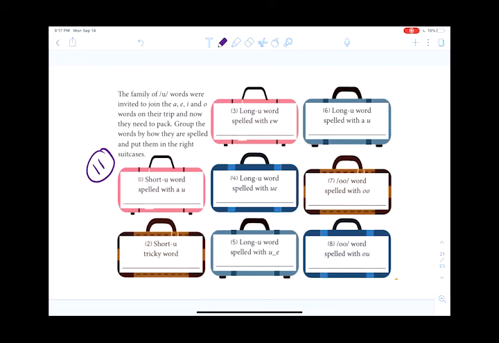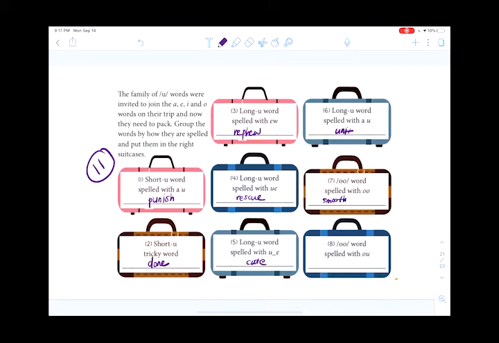Great. One short U word spelled with a U: punish. Number two is done. Number three is nephew. Number four is rescue. Number five is cute. Number six is unit. Number seven is smooth.